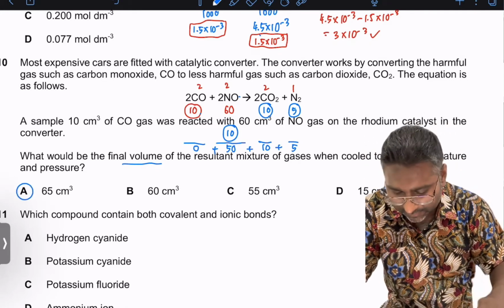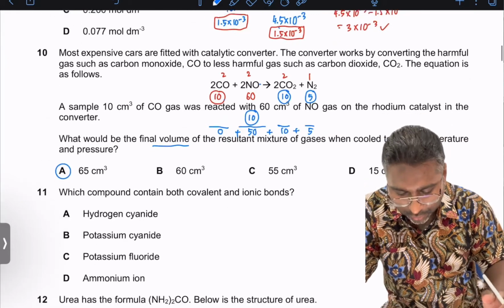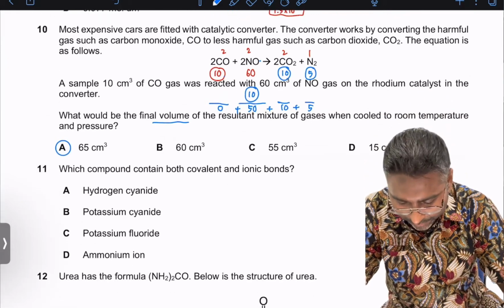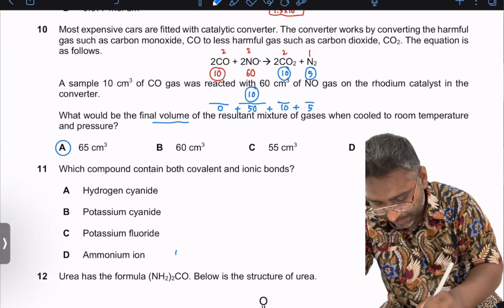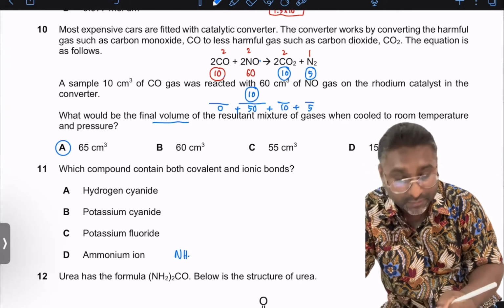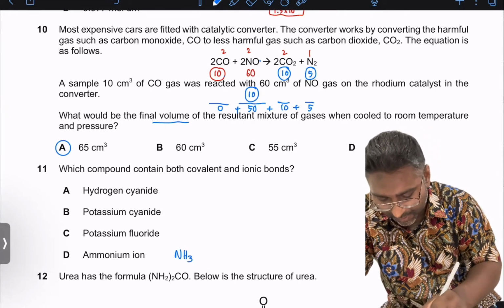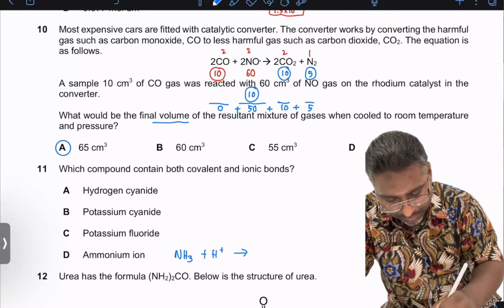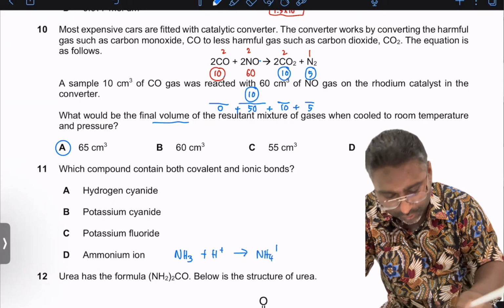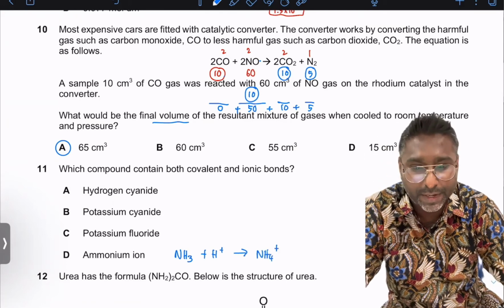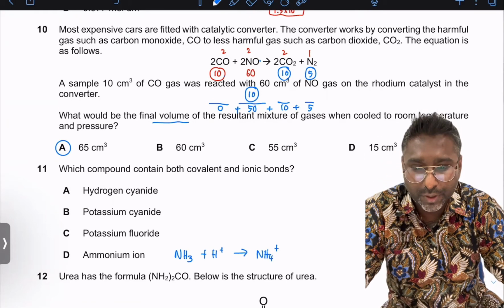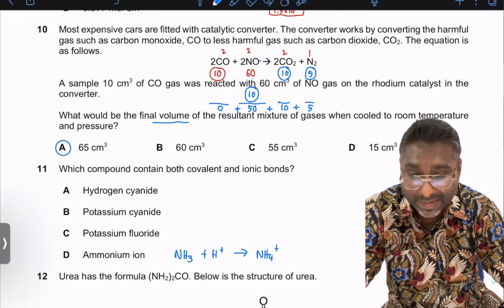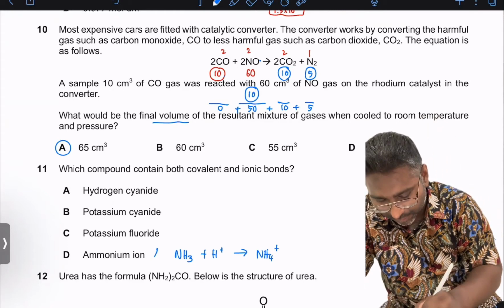Now, the next question, which compound contains both covalent and ionic bond? Do remember ammonium ion, you should know, this is covalent, then H plus. So this is coordinate bonding, to give you NH4 plus. So coordinate bonding is a type of covalent bonding. So you are not going to actually consider it as covalent and ionic. So this is automatically wrong.